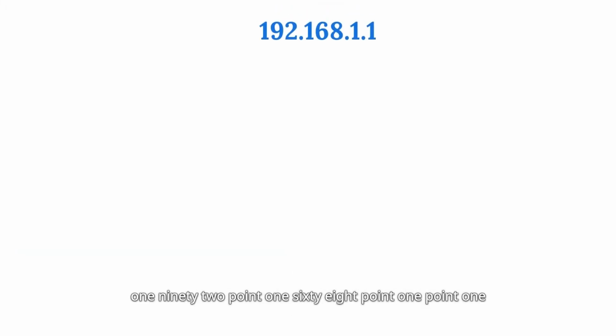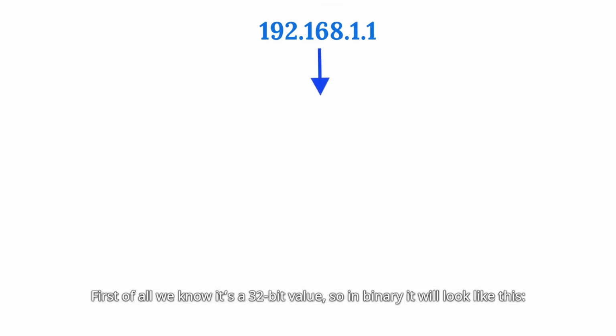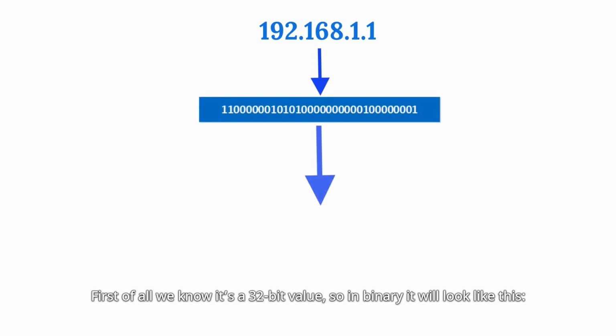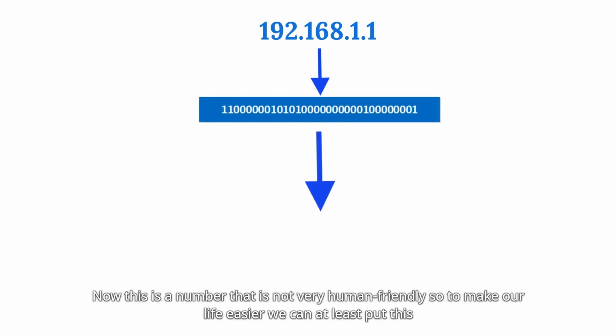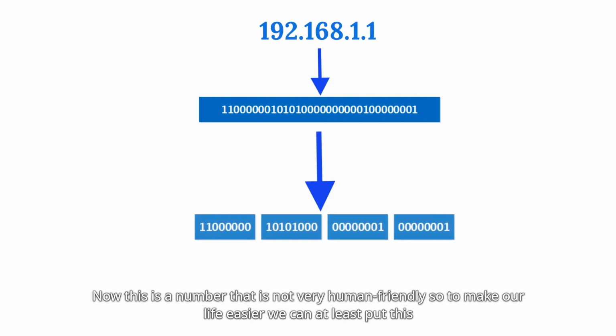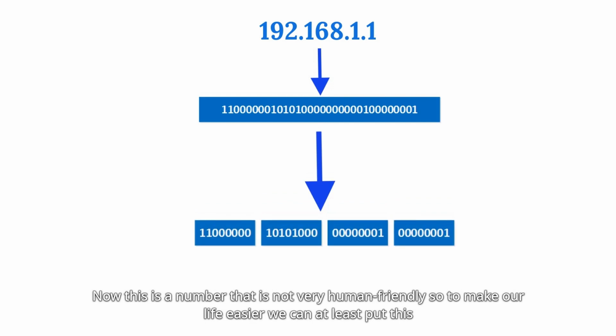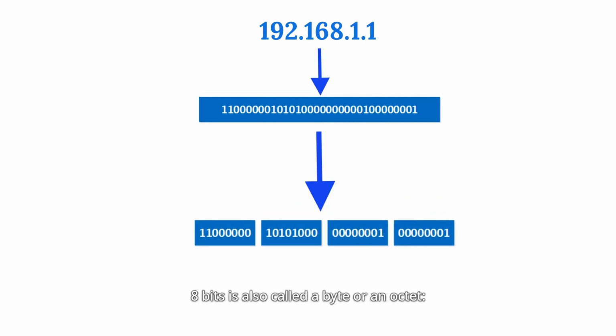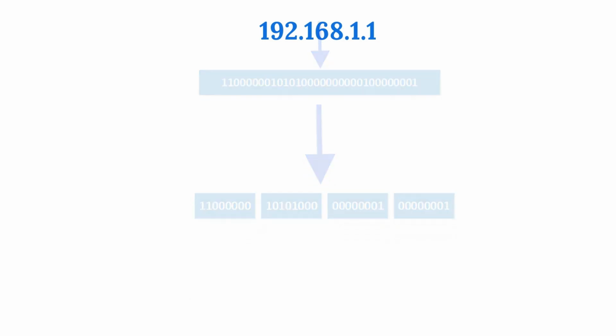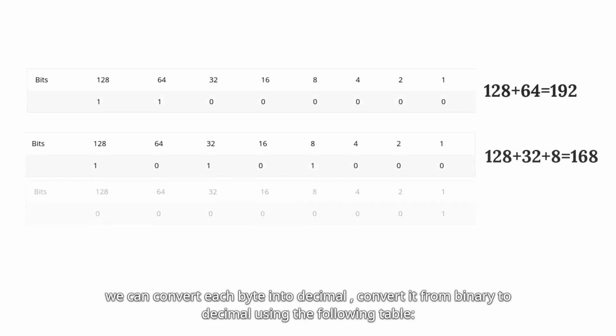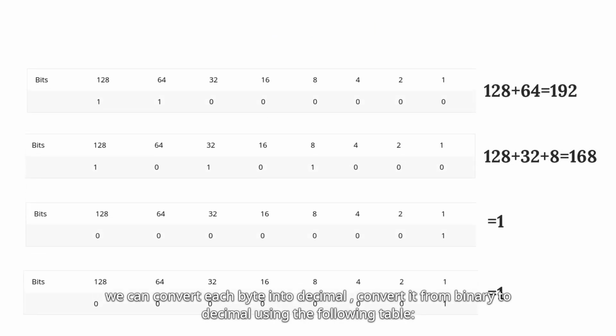Let's take another look at an IP address, 192.168.1.1. What do we know about this IP address? First of all, we know it's a 32-bit value. So in binary, it will look like this. Now this is a number that is not very human-friendly, so to make our life easier, we can at least put this number into blocks of 8 bits. 8 bits is also called a byte or an octet. We can convert each byte into decimal. Convert it from binary to decimal using the following table.